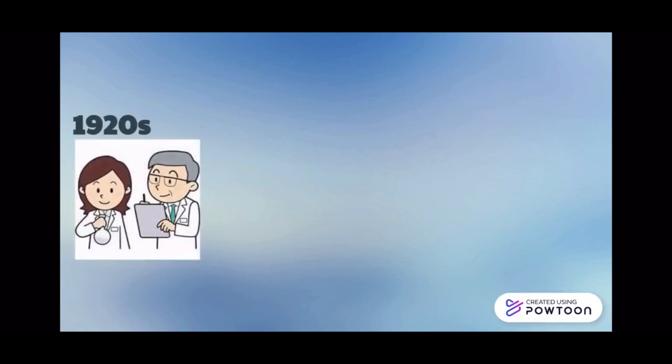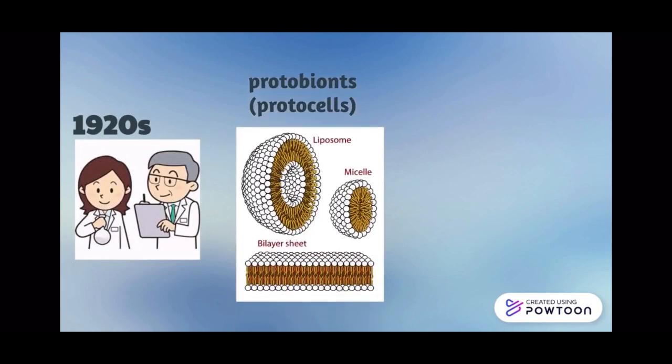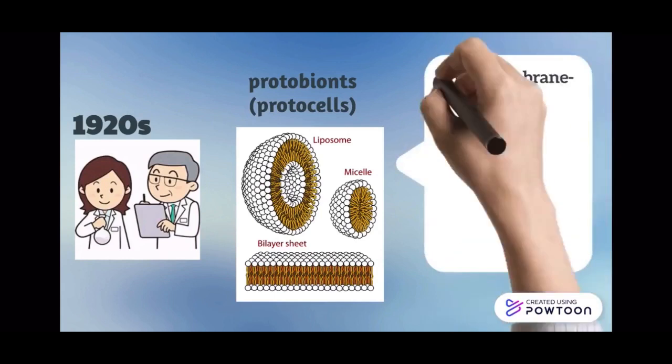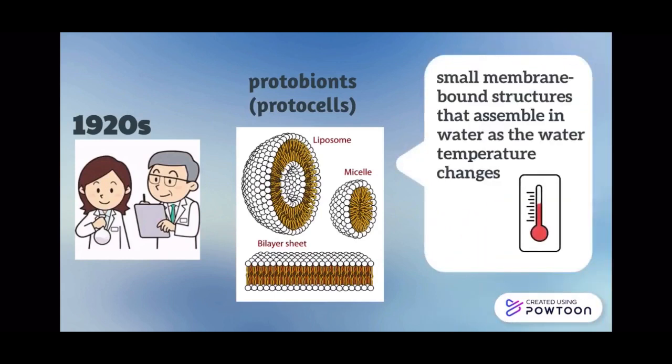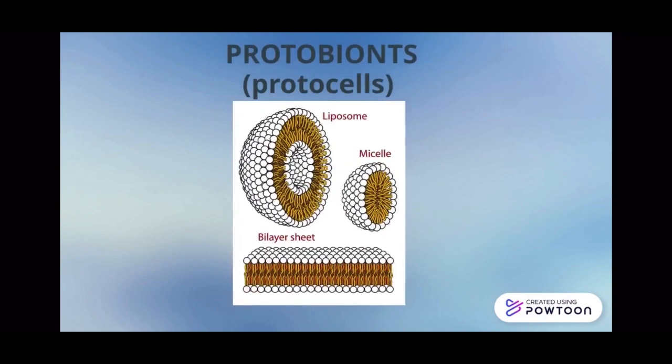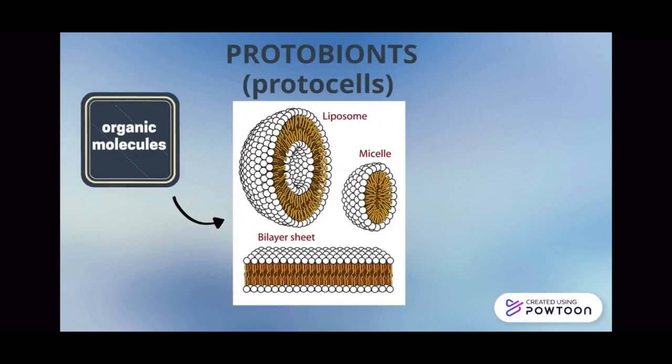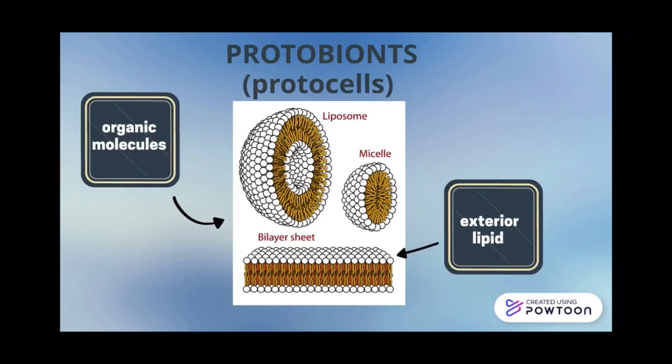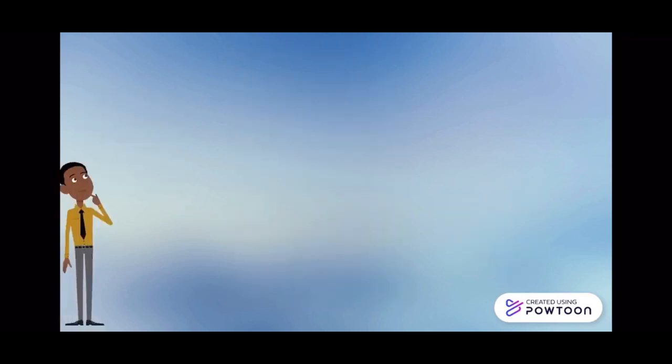In the 1920s, scientists discovered protobionts, or protocells. Protobionts are small membrane-bound structures that assemble in water as the water temperature changes. They contain organic molecules and often have an extra lipid or protein coating with their simple outer membrane. This early cell-like structure could have protected organic molecules from the outside environment.